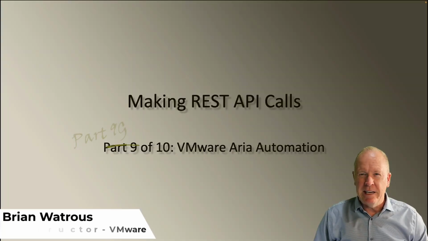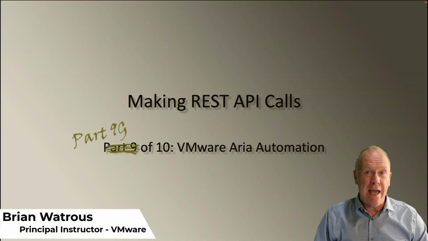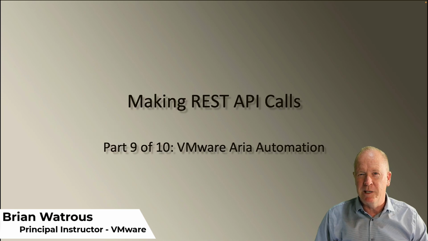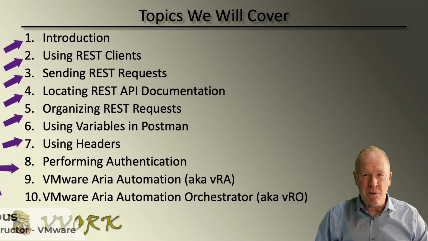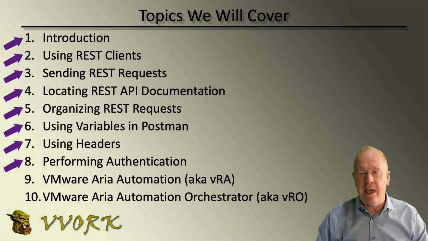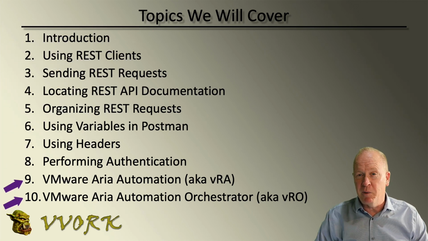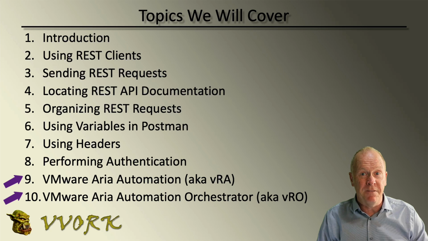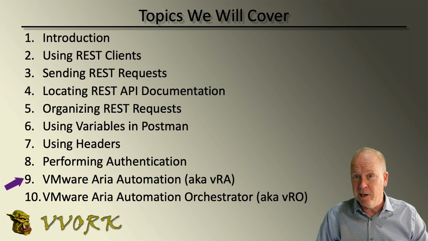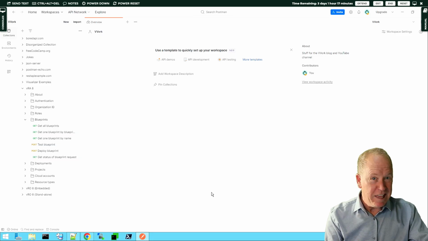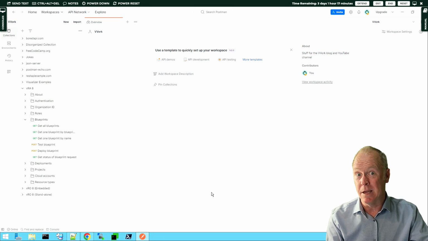This is part 9 in a 10-part video series in which we're exploring how to make REST API calls. In parts 1 through 8, we took a generic look at how to make REST API calls. But now, in parts 9 and onwards, we're going to take a look at specific VMware products. In part 9, we're going to be taking a look at how to make REST API calls to VMware Aria automation. In this video, we're going to see how to test blueprints using the REST API.